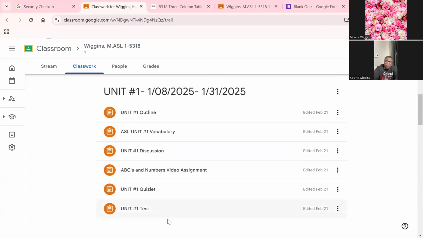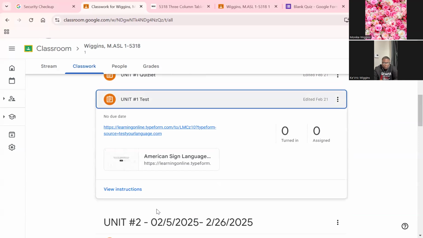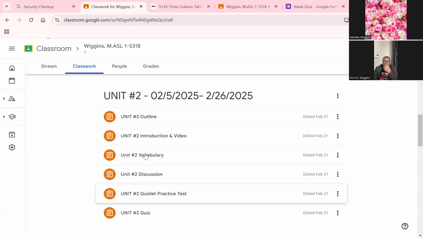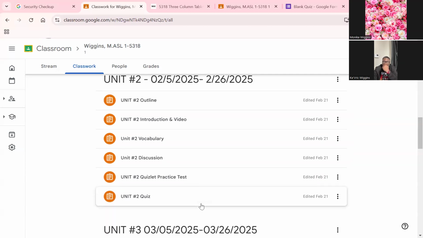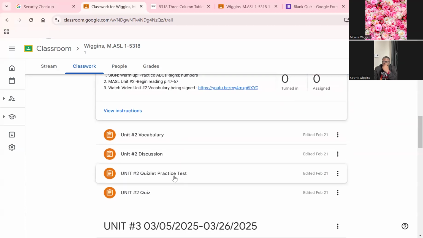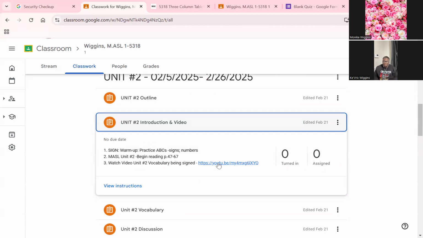Mr. Wiggins has his quizzes, his unit tests are there for his students to participate in. And if you go through each module or unit, he has basically everything you need as far as your quizzes and your tests and the assignments. With the assignments, I saw Mr. Wiggins had videos to go along with it, and also the links all work properly.